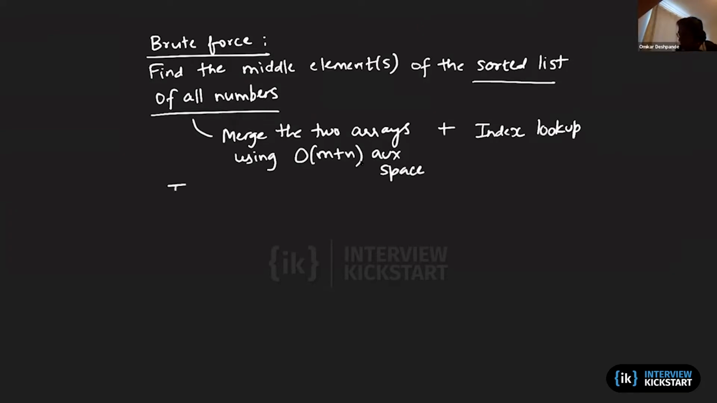So in terms of time, we know that merging two sorted arrays requires order m plus n time. Index lookup requires constant time. So the total time required would be linear according to this approach.